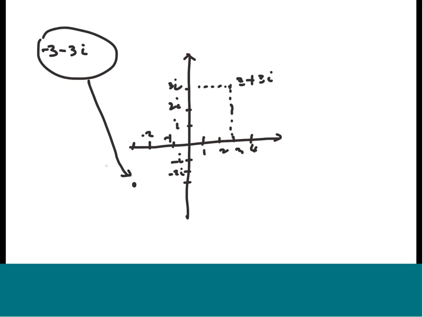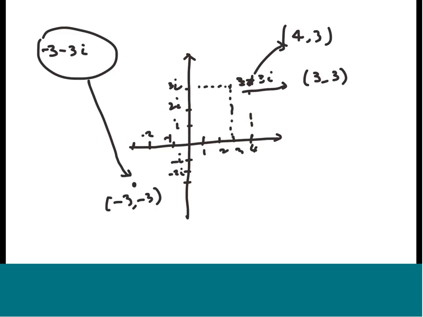Essentially it's the same as the Cartesian plane. So we can also say in the Cartesian plane, this is the point corresponding to the xy coordinate 3, 3, right? So here is minus 3, minus 3. This point is going to be 4, 3. This is called the rectangular coordinate.